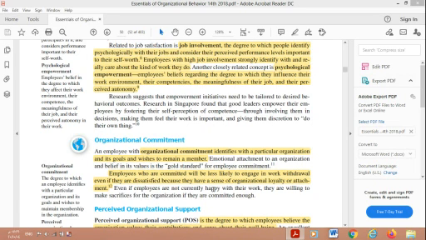The first one, affective, is related to a feeling, or how the employees feel that they are related to the organization. While the continuance commitment is related to financial issues.